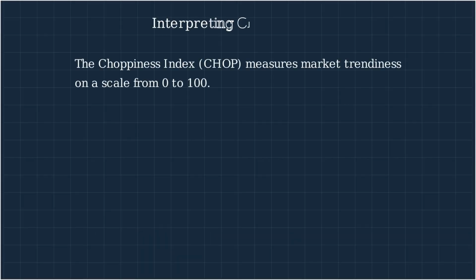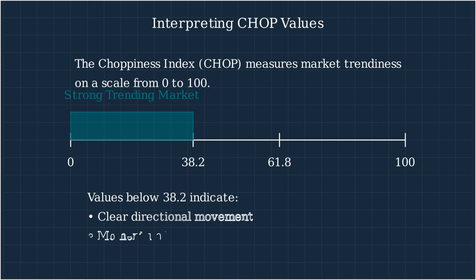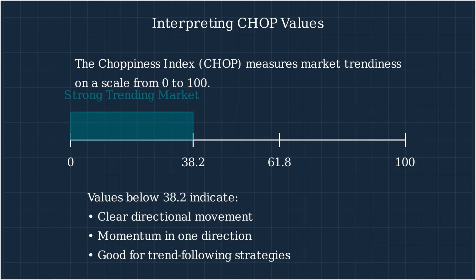The Choppiness Index readings are interpreted on a scale from 0 to 100. Let's examine how to interpret different CHOP values on this scale. Values below 38.2 suggest a strong trending market. This indicates clear directional movement and strong momentum in one direction, making it ideal for trend-following strategies.